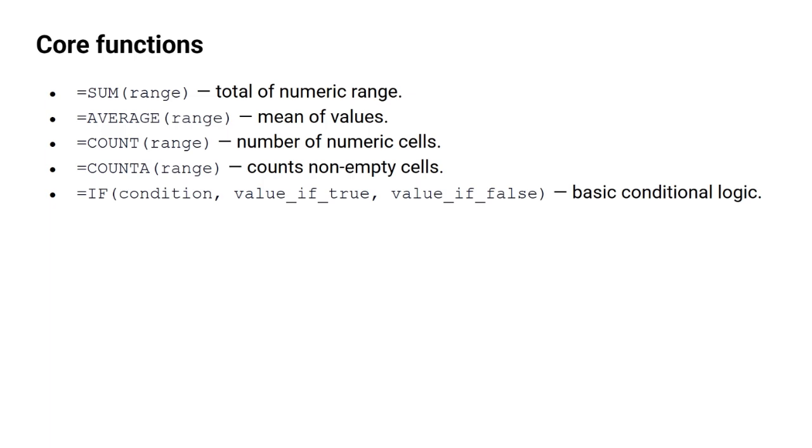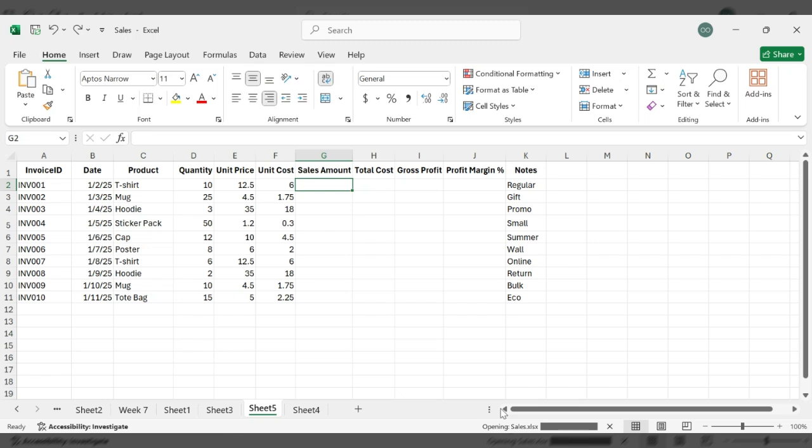Now we'll go ahead to the practical aspects. So I want to use a core function in Excel to get the sales amount. Sales amount is quantity times unit price. So you say equals to D2 times E2 and you click on enter and you get your sales amount. This is how to use a core function in Excel.